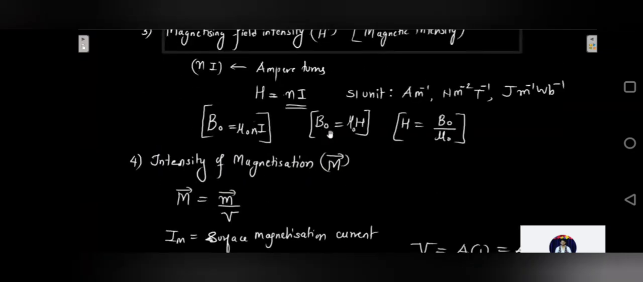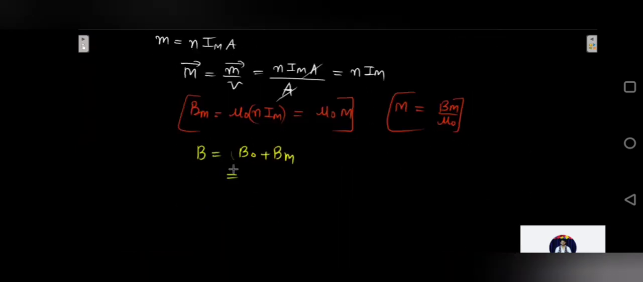B naught we got as mu naught into H. Correct. So if we substitute it over here, plus Bm we got as mu naught into M. So what do we get from here? B will be equal to mu naught, if you take out common, it is H plus M.